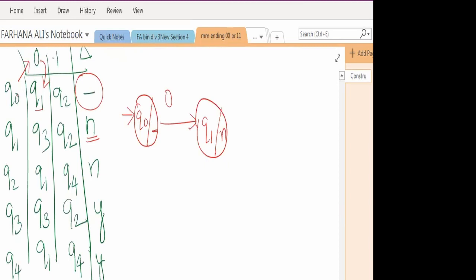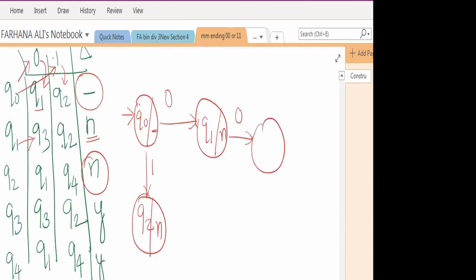Now Q0 on 1 is going to Q2. So on the transition we write the input. What was the output of Q2? It was N. We write N here. Now Q1 on 0 is going to Q3. On the transition we write only the input symbol. What was the output of Q3? It was Y. So Q3 with Y. Q1 on 1 was going to Q2.